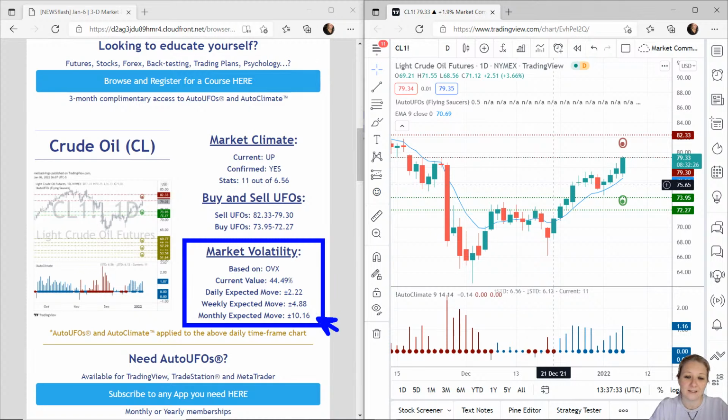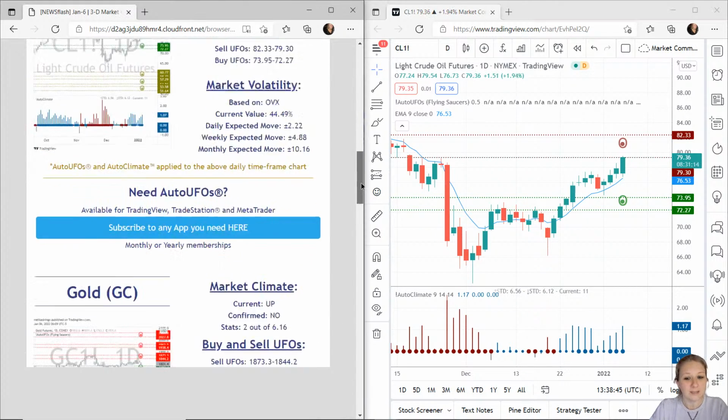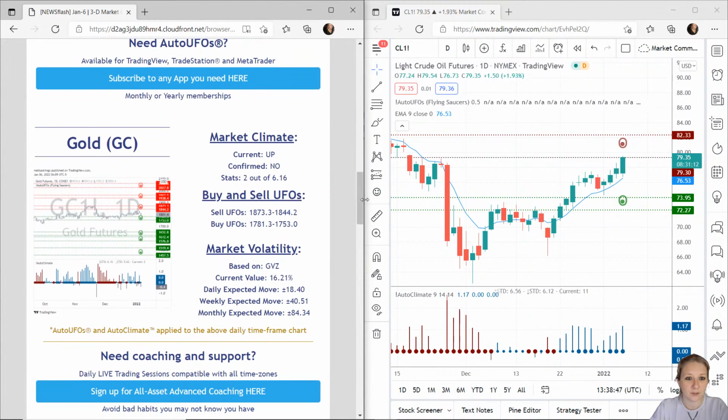And in a month, 10.16 points up or down. So that's crude oil. The next market is gold. Let's have a look at gold.